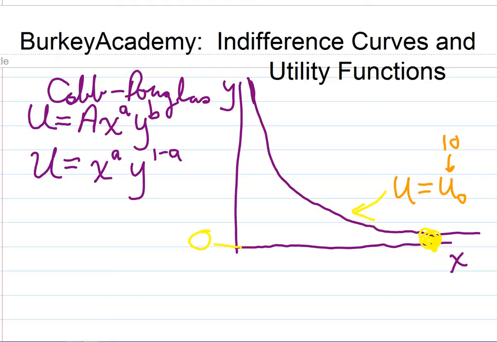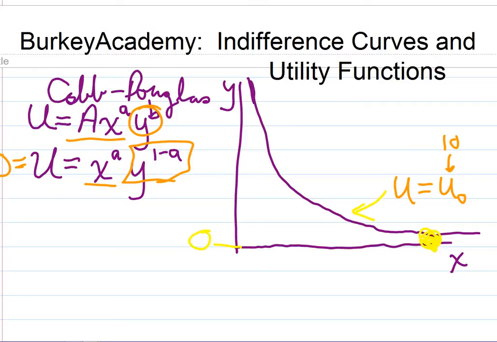If it hits the x-axis, then that means that y is 0, and what's going to happen to this function if you plug in 0 for y? Well, in either case, you're going to be multiplying 0 times everything else in the equation, and that's going to force the amount of utility that you get to be 0. So these curves can get close to the x-axis, but can never actually touch. You can't have x equals 0 or y equals 0.